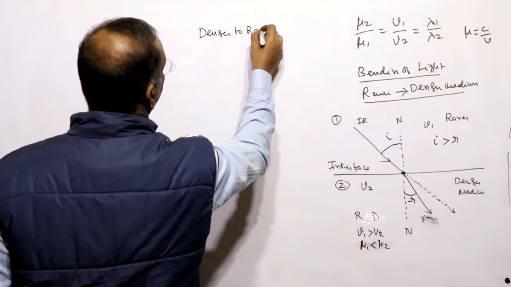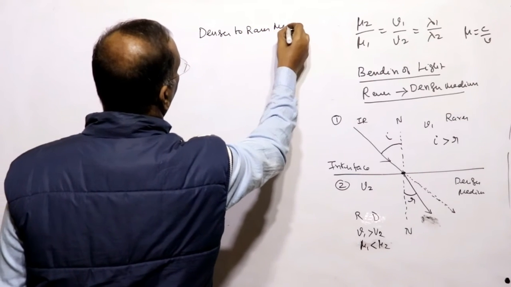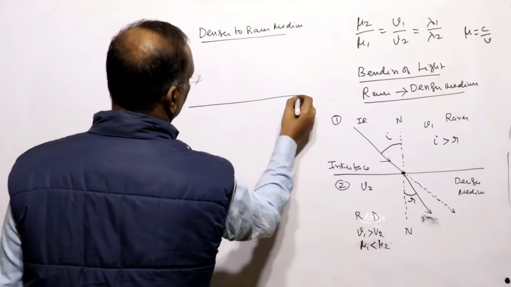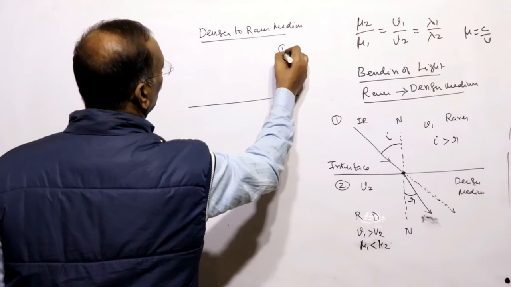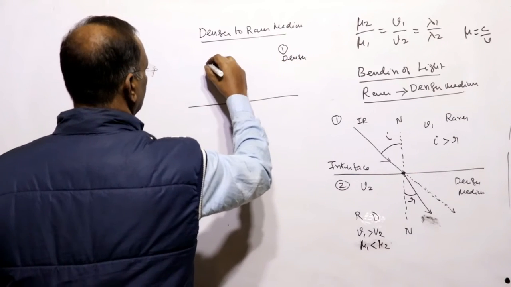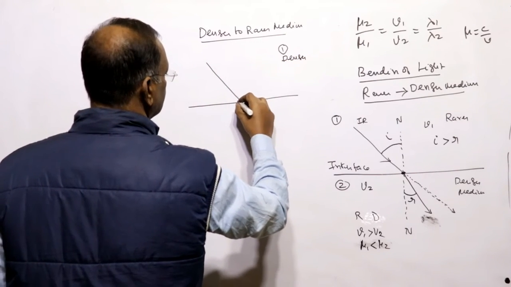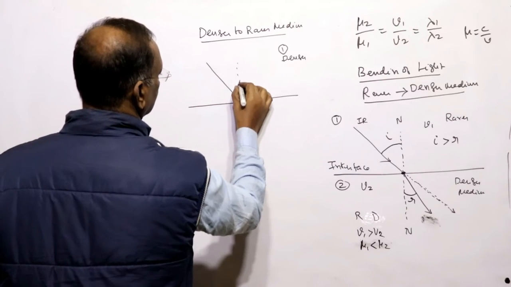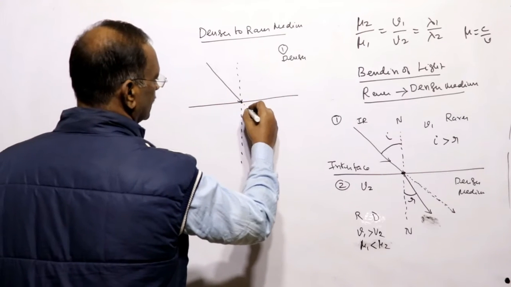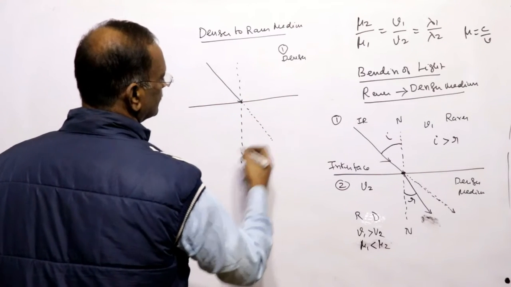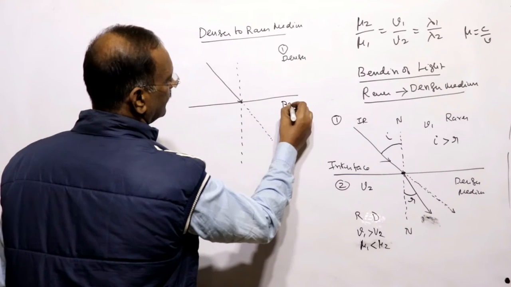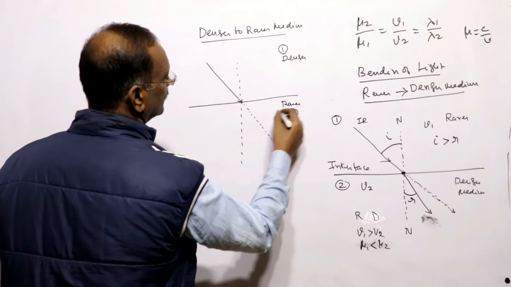Okay, when light goes from denser to rarer medium, this is the boundary of both the media. This is medium 1, the denser medium. Light is incident on this with respect to the normal, and it is supposed to go like this. This is medium 2, the rarer medium.